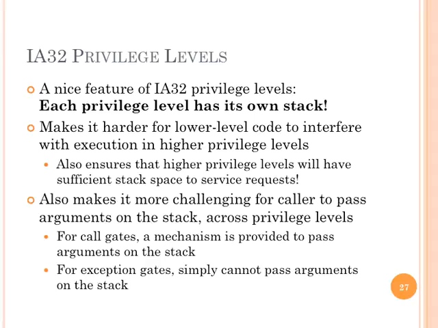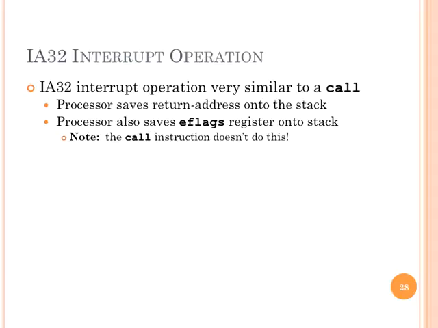The one drawback of this is that it makes it a lot harder to pass arguments to the kernel through the trap handler. Okay? And so there is support in IA32 for passing arguments on the stack through call gates. You can actually say, hey, copy these arguments to the kernel stack. But exception gates, you just don't use the stack to pass arguments. You just pass them in registers. Okay? So it's a little bit more challenging. You have to give a little bit more careful thought when you're making this transition from ring 3 to ring 0. Okay, so we're going to talk about how int works, and it's complicated, and I apologize up front.